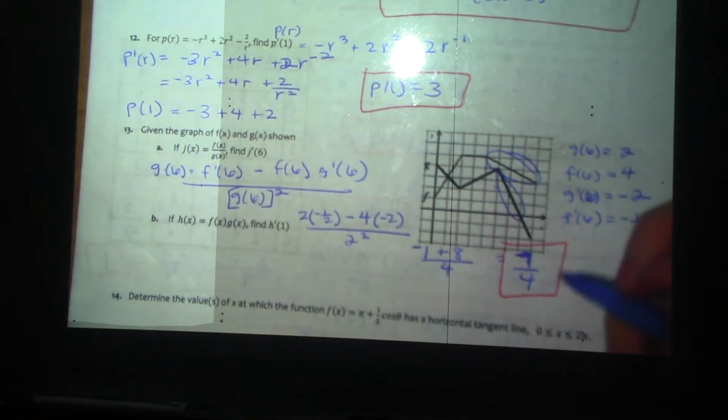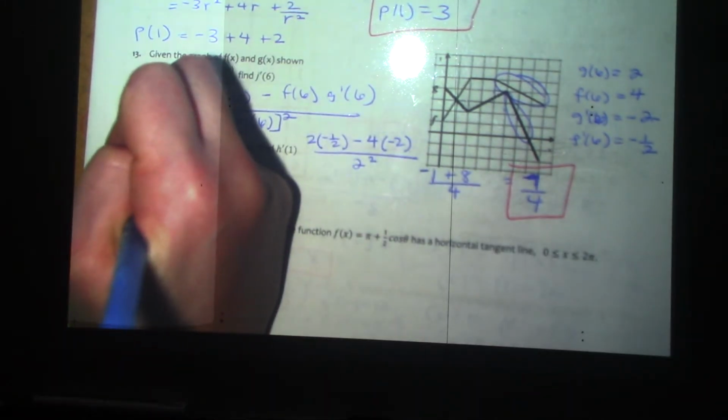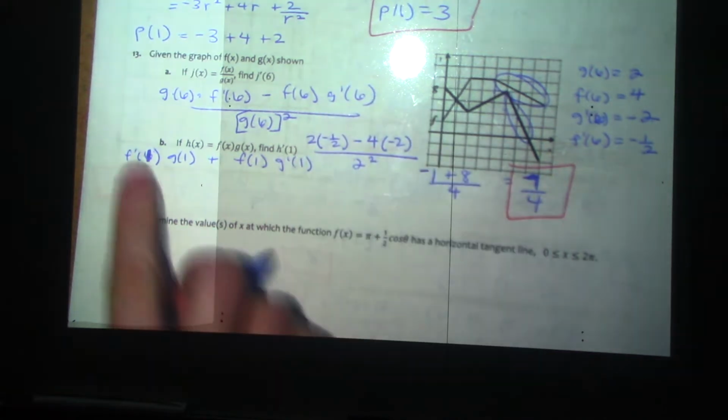Careful with your negative signs. Here, this would just be f prime of 1, product rule for derivative: leave the other one alone, plus leave this one alone, derivative of the other, or u prime v plus u v prime.